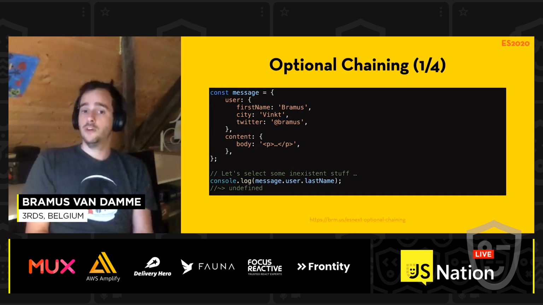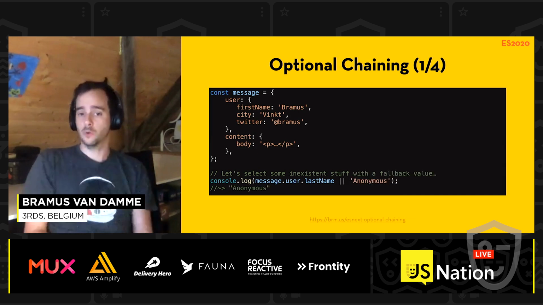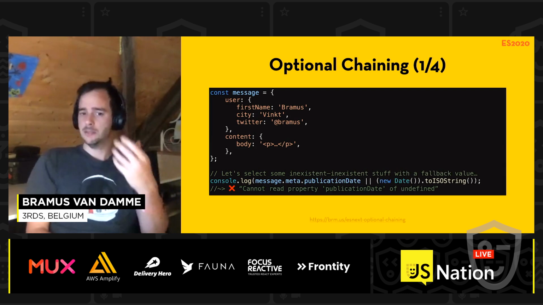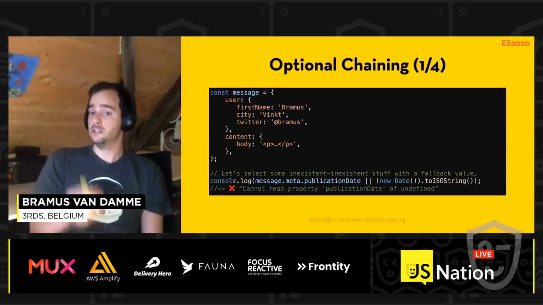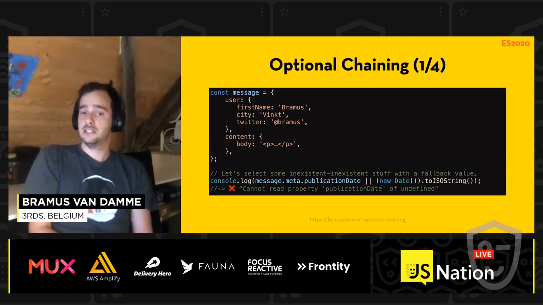We can add a default value there, like a default fallback in case it is falsy. What I use there is short circuit logic with an OR. So in this case, anonymous will be returned. But this is not 100% covering all scenarios. For example, if we select meta.publicationDate, we don't get back undefined, we get back an error: Cannot read property publicationDate of undefined, the undefined being here the meta. message.meta is undefined. So we get an error.